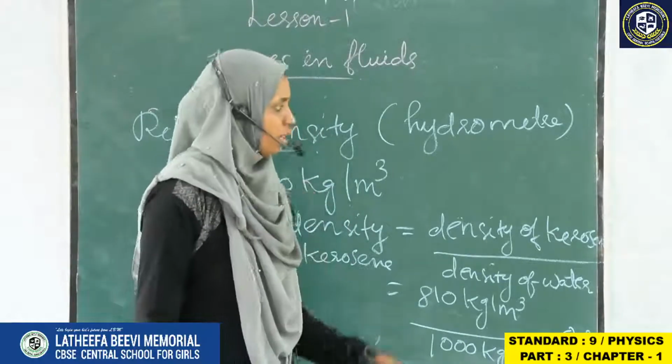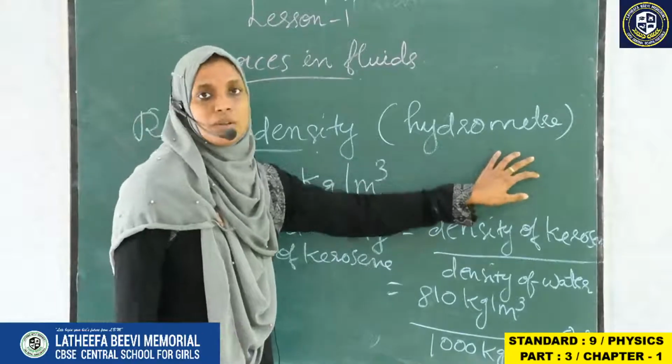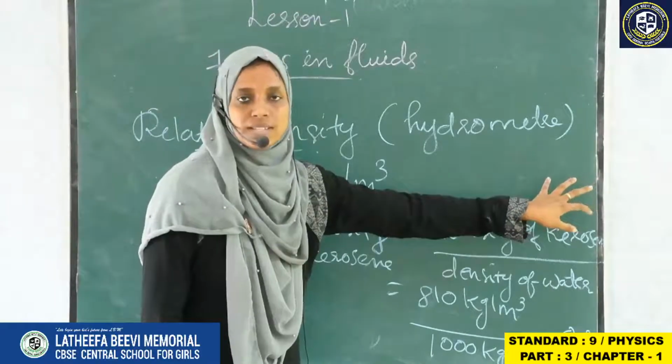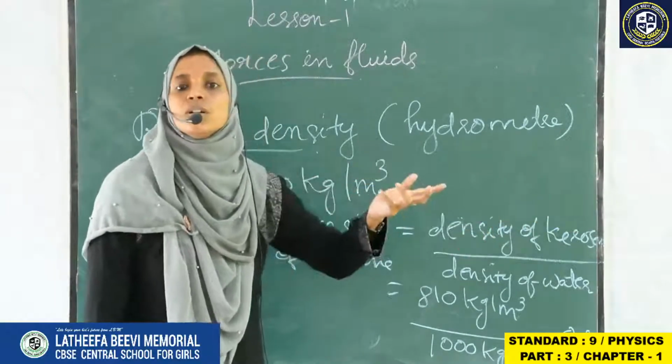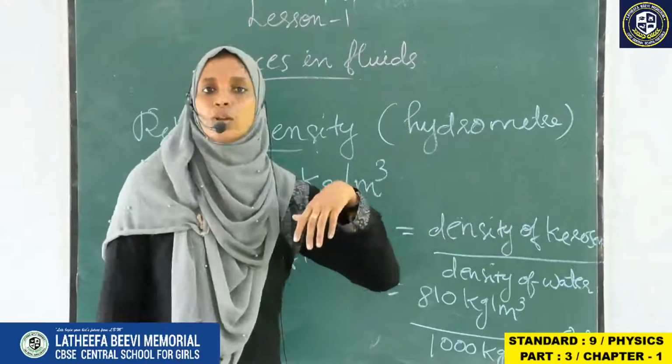Lactometer and hydrometer. Hydrometer, what is the device used to measure the relative density? Hydrometer. Okay, hydrometer is used to measure the relative density and lactometer is used to measure the purity of milk, and the working principle of hydrometer and lactometer is same.